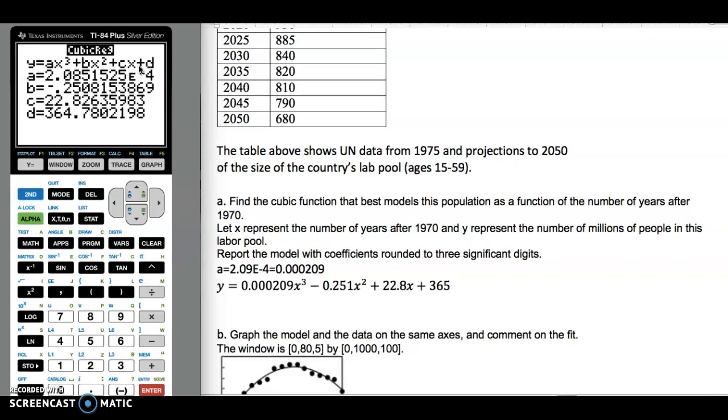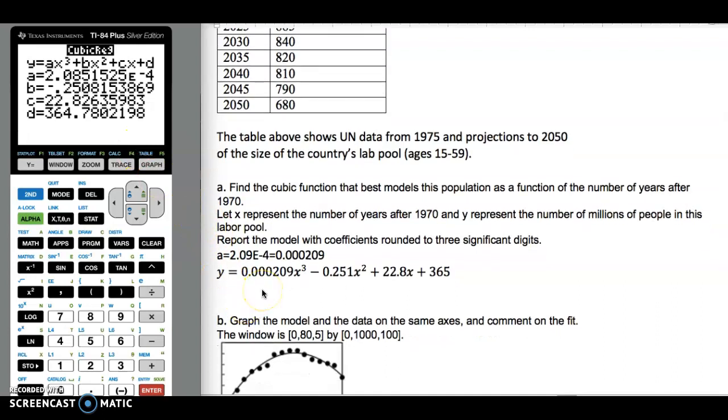And so they want you to round to 3 significant digits. I'm not going to go into a lot of detail here. I'm going to attach another video about significant digits. But basically, looking at this first number here, 2.08, rounding to 3 numbers, it would be 2.09, right? Because this 0 is significant because it's between 2 non-zero digits, right?